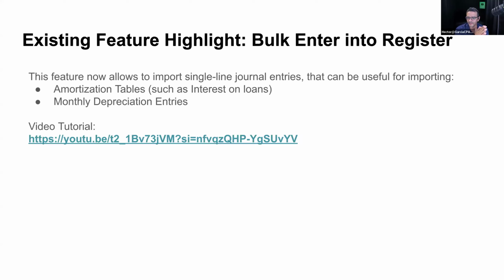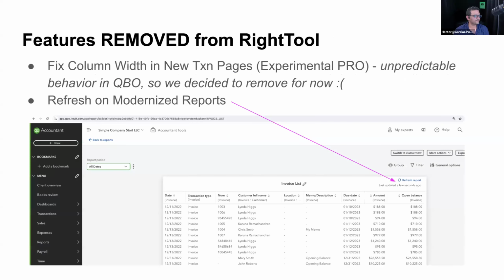And I believe we kind of skipped over this part. We didn't cover it fully in one of our monthly or bi-monthly webinars, so I wanted to take advantage and discuss that. Okay, features that we removed from RightTool. We were experimenting with something called fixed column width with new transaction pages.